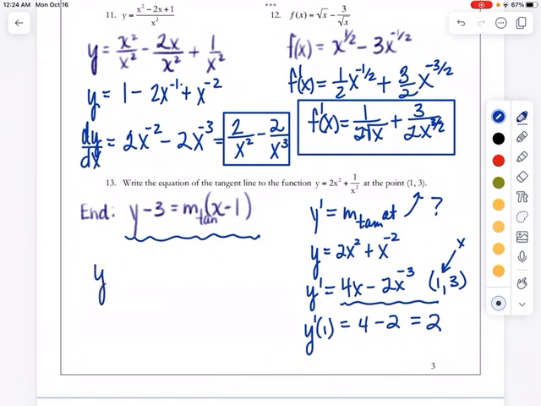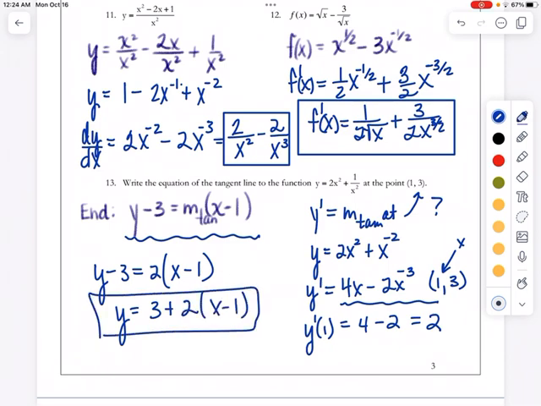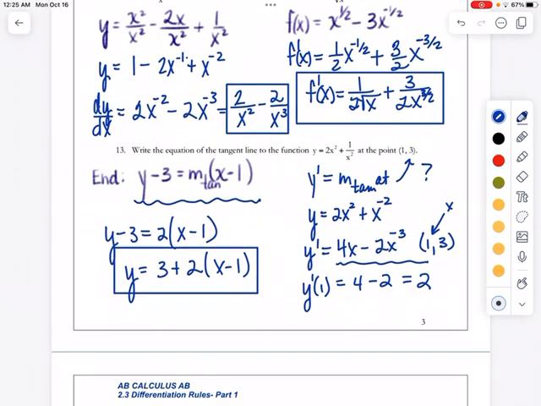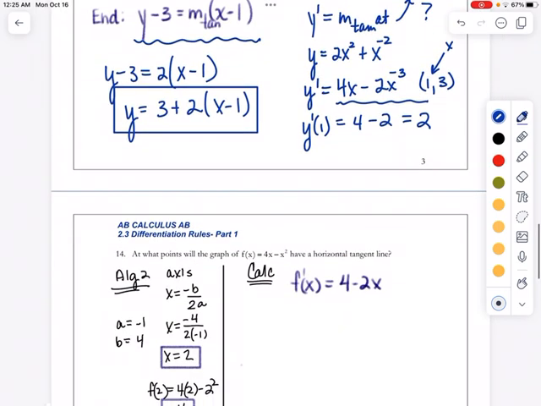And then I'll come up and put this in. I get y minus 3 is equal to 2 times x minus 1. And I'll write that in point slope form as such: y equals 3 plus 2 times x minus 1. There you have it. There's the equation of the tangent line to the graph of the function y equals 2x squared plus 1 over x squared at the point (1, 3).